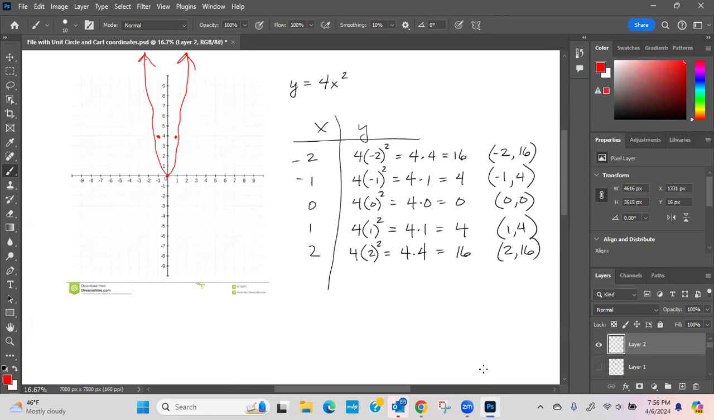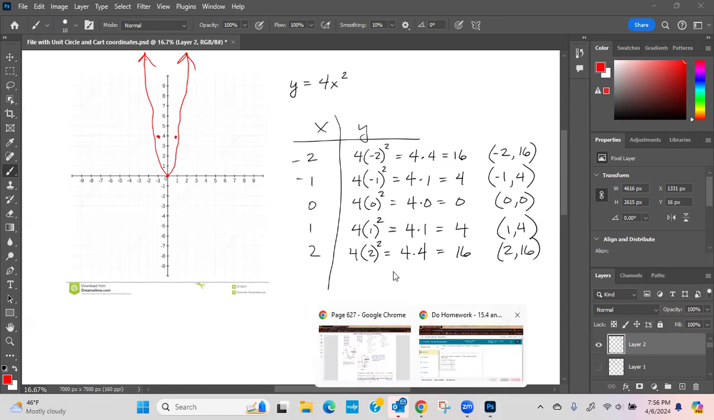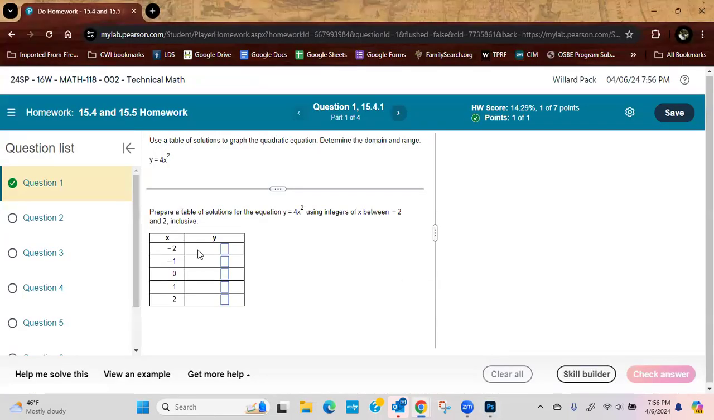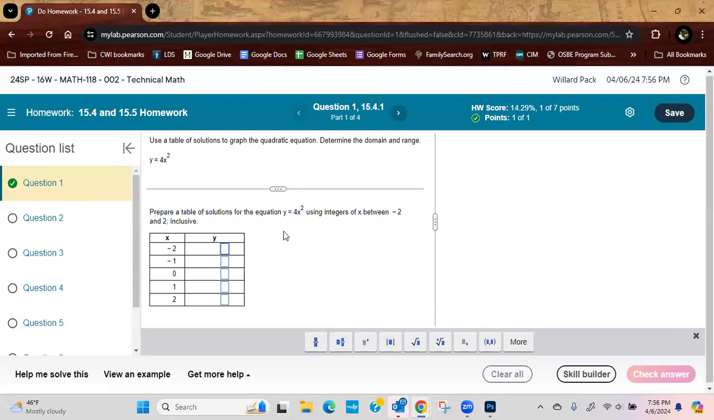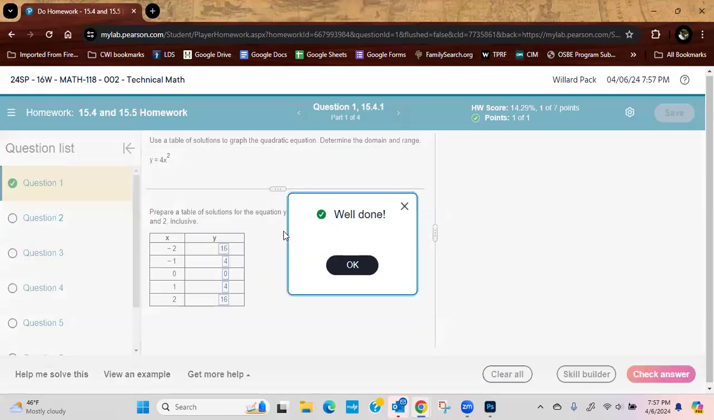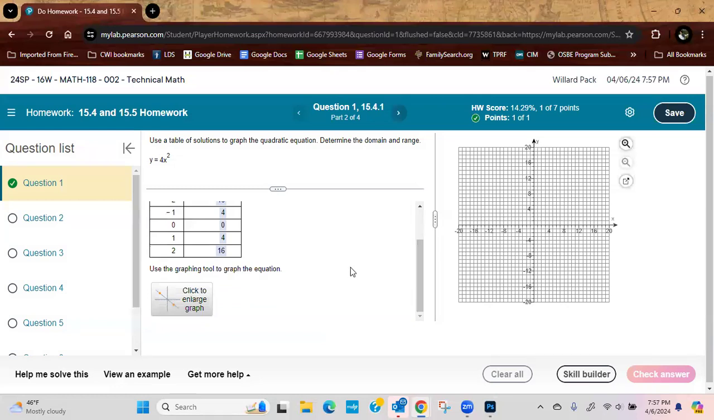That's what this graph will look like, or something like that. So let's go ahead and now fill in those points we just got. So when we had a negative 2, we had 4 times negative 2 squared gave us 16. 4 times negative 1 quantity squared was 4. 4 times 0 quantity squared was 0. 4 times 1 quantity squared is 4. And 4 times 2 squared was back to 16. So I'll go ahead and check those answers. Those are correct.